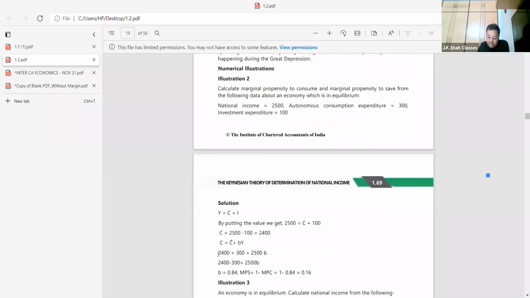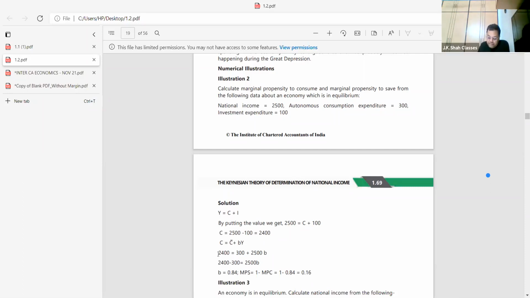Y is 2,500 and B is what? Induced consumption. So 2,400 minus 300 is equal to 2,500 B. So from 2,400 minus 300, it is 2,100 upon 2,500. I get the answer 0.84. B is 0.84, mind you, B is MPC.